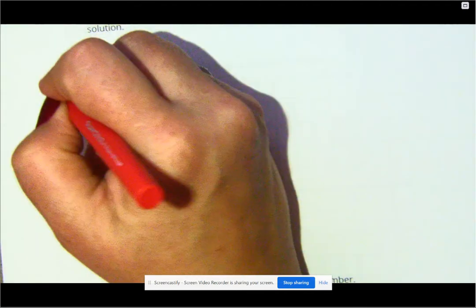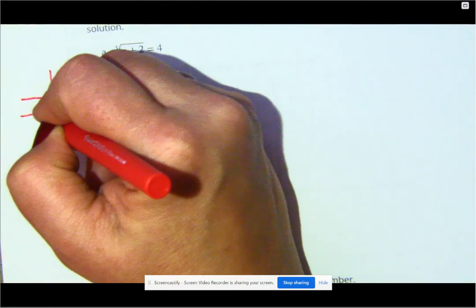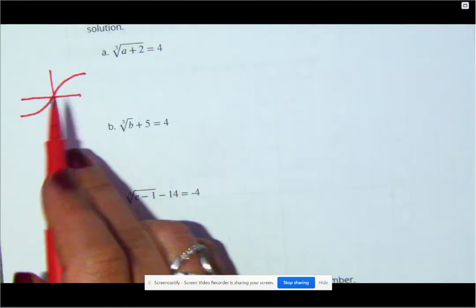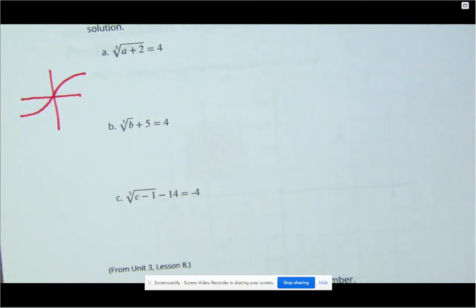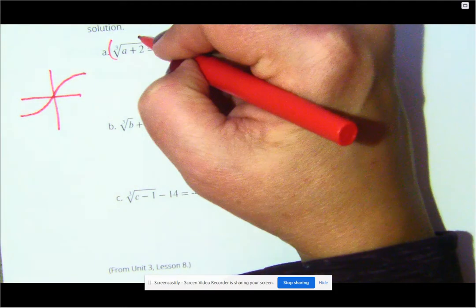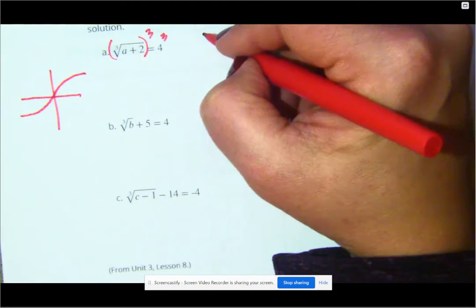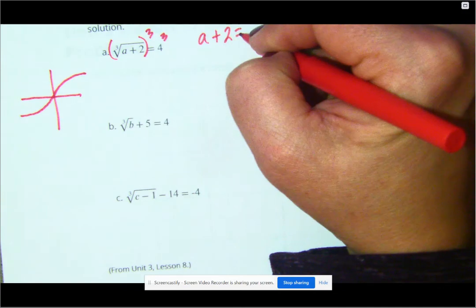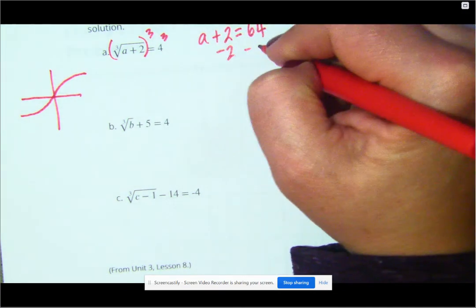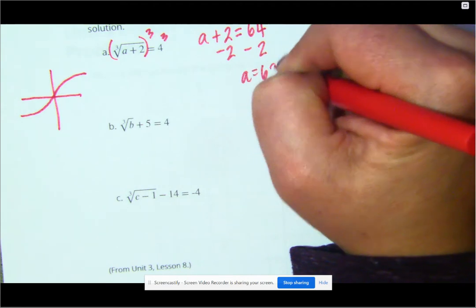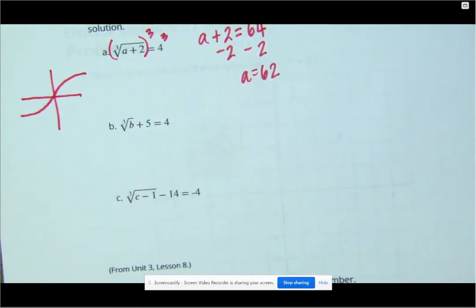Cube roots look like this. Cube roots can equal positives. Cube roots can equal negatives. All of these have answers. You could do these mentally, or you can do the steps to get the variable alone. I'll do the steps. I'm going to cube this side. I'm going to cube this side. I get a plus 2 equals 4 times 4 times 4, which is 64. Subtract 2, 62. Plug it in and check it.